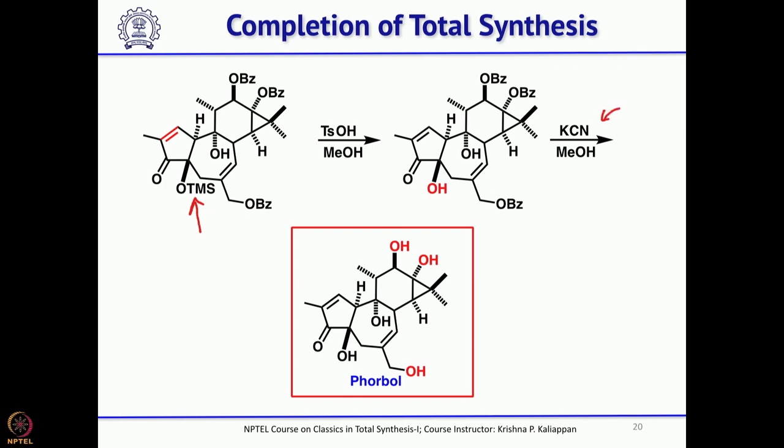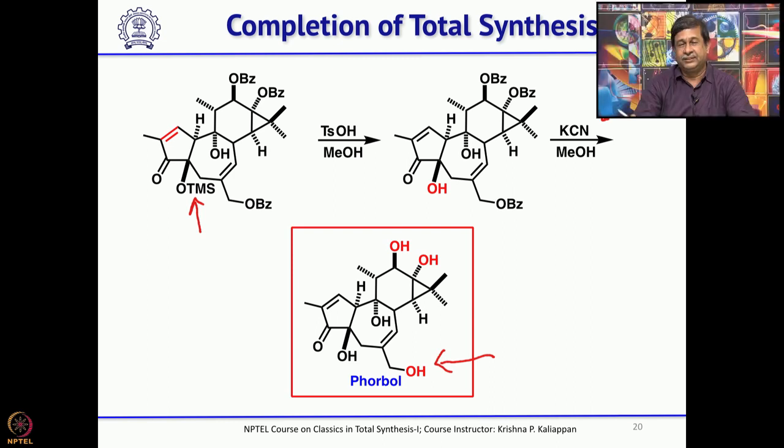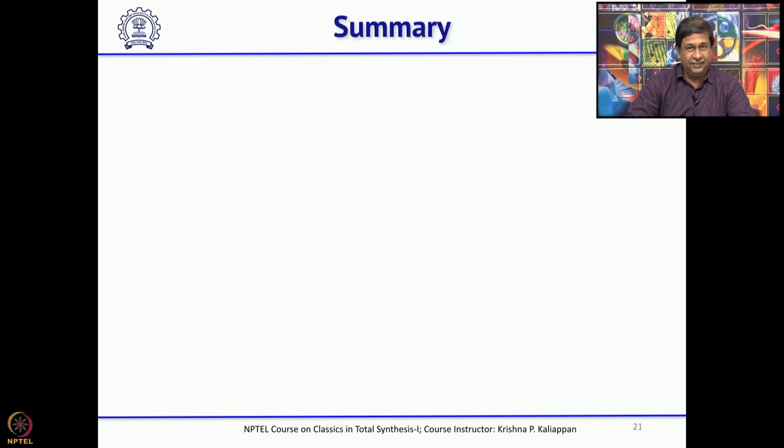The Phorbol synthesis was one of the classical total synthesis accomplished in the 80s. And once you have this, of course, the primary hydroxyl group can be easily treated with various carboxylic acid or functionalized carboxylic acid to form many esters. That is how the structure activity relationship studies on Phorbol esters were done for medicinal chemistry.